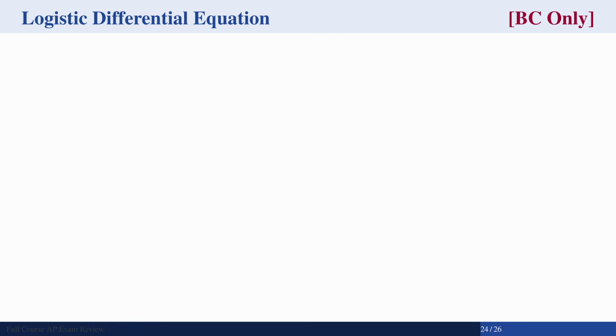Okay, another uniquely BC topic is the logistic differential equation. The only reason that this is a BC exclusive topic is that you need partial fractions to solve this differential equation, and we don't do those in AB. So it's not hard, it's just they're kind of gatekeeping it with that technique.